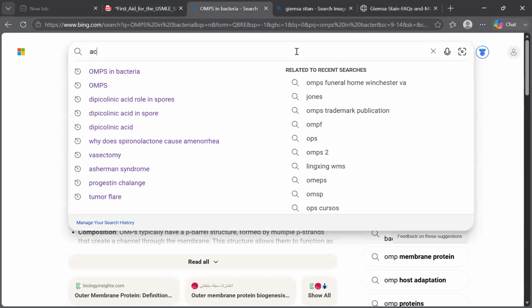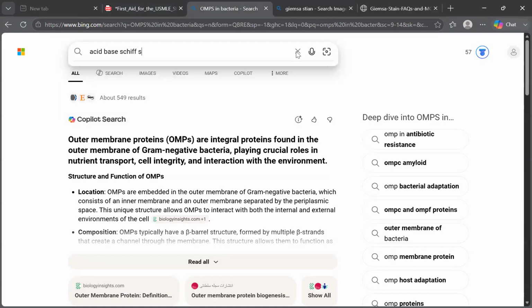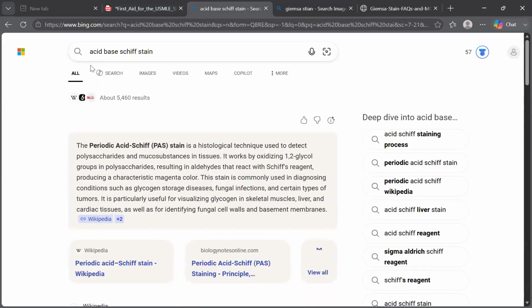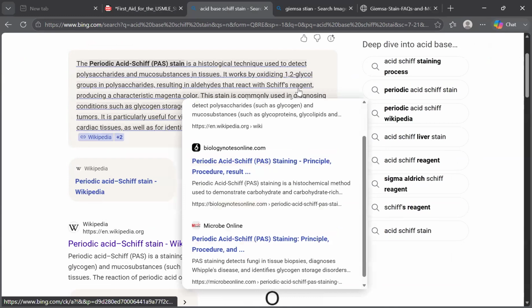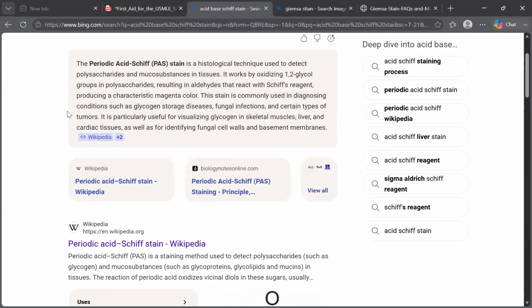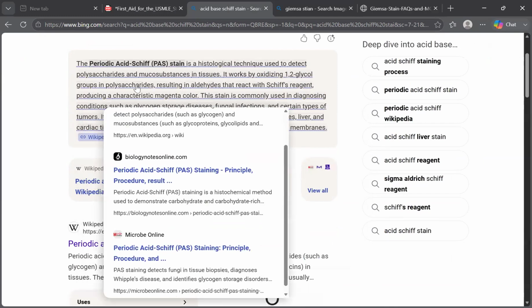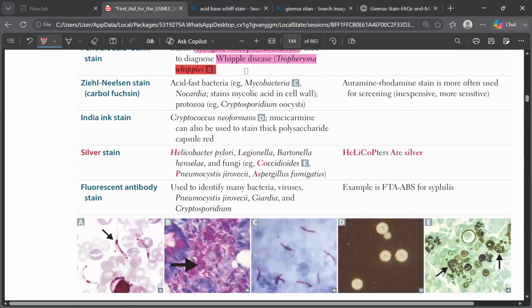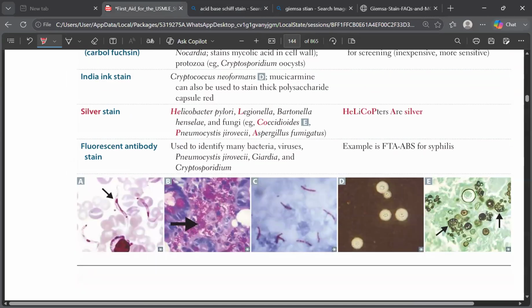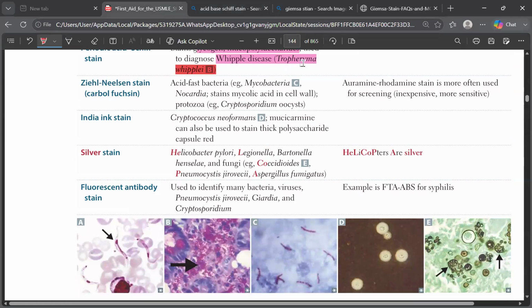So, periodic acid Schiff stain. It's not acid base, right? It's periodic acid, yes. It is used to detect polysaccharides and mucosubstances in tissues. It works by oxidizing glycol groups in polysaccharides, resulting in aldehydes that react with Schiff reagent, producing a characteristic magenta color. Okay, so this stains magenta. The glycogen and the mucopolysaccharides are stained magenta, and it is used to diagnose Whipple disease, which is present right here, and it is caused by Tropheryma whipplei.